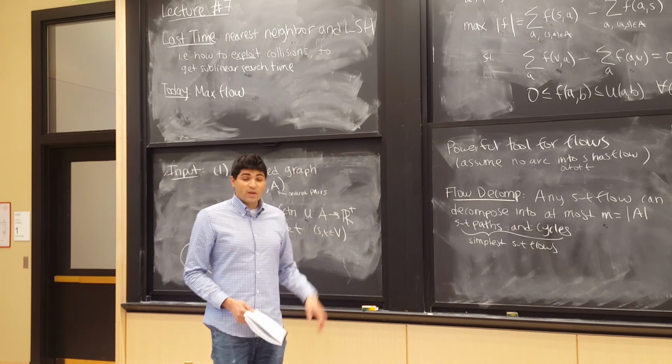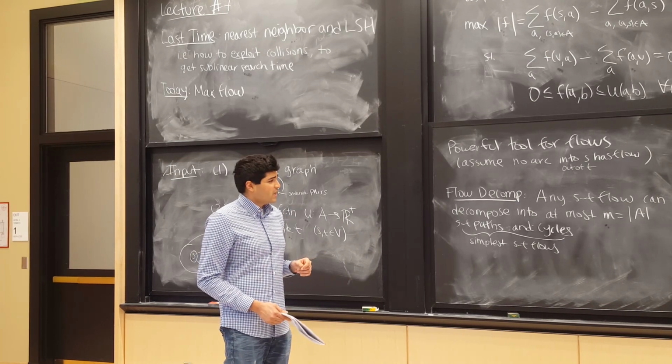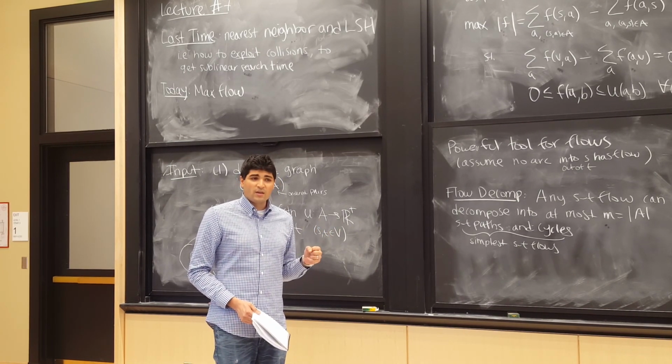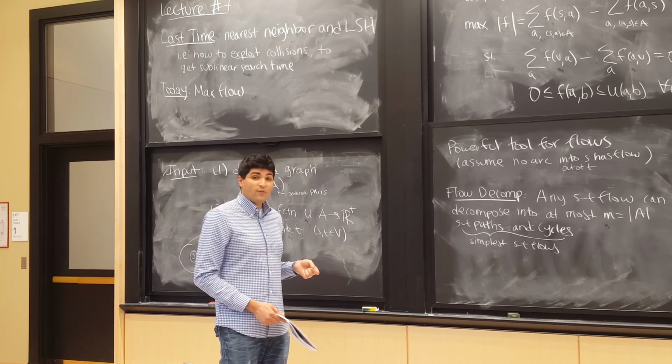But what I claim is we can also see a different proof through something like flow decomposition. So can anyone give me an idea about how we can try and prove that the min cut is an upper bound on the max flow once we have something like flow decomposition?